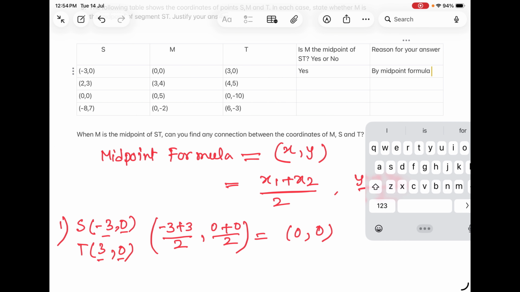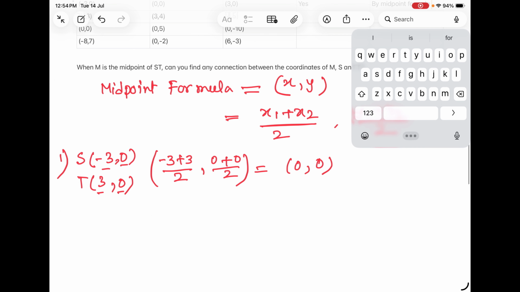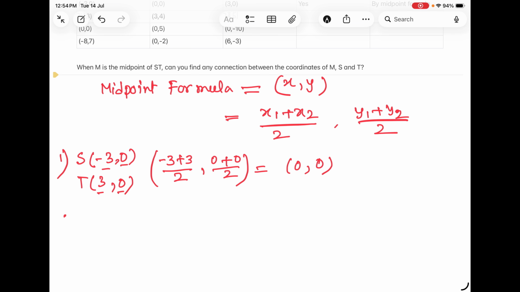Now come to the second one, solve the second one. In the second one, S is given (2, 3) and the coordinates of T are given (4, 5). Using the midpoint formula, solve it.